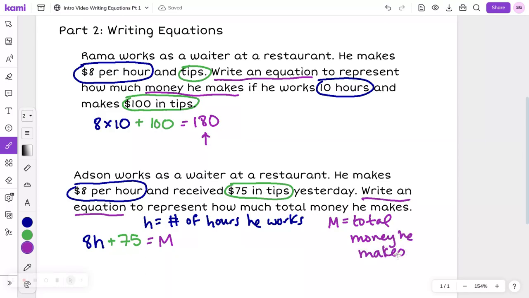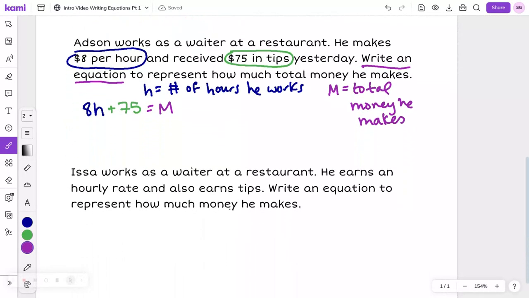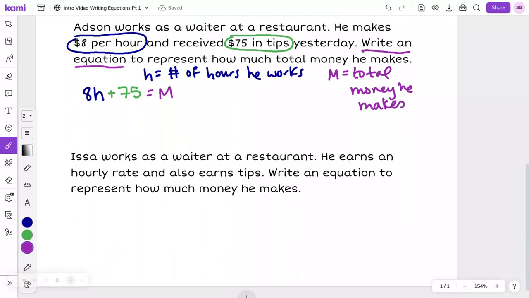And this is where we stop in pre-algebra with stories like these, where you might see 1 or 2 variables. The last story is going to be new for us. In this final story, we've got Isa works as a waiter at a restaurant. He earns an hourly rate and also earns tips. Write an equation to represent how much money he makes.